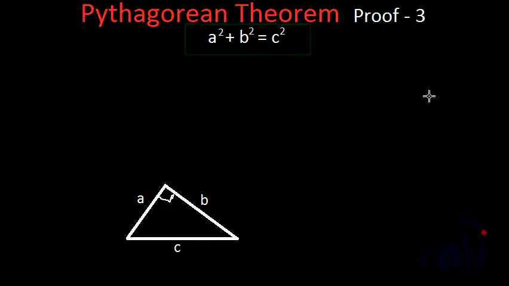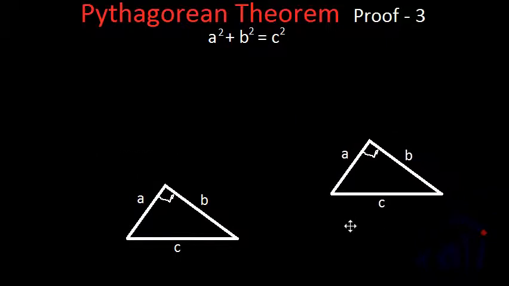So again, I'm going to arrange four right angle triangles in a certain pattern, and then we are going to prove this theorem. So first let me copy this right angle triangle. This is the right angle. Let me erase all this A, B and C, because we already know the smaller side adjacent to the right angle is A, the bigger side is B, and the hypotenuse is represented as C.